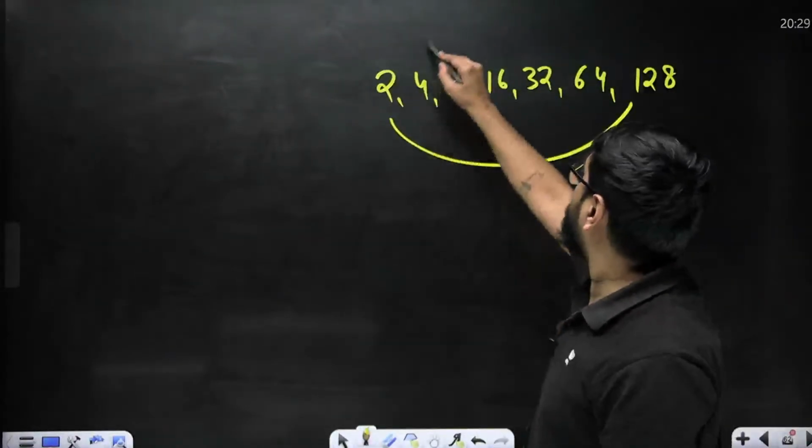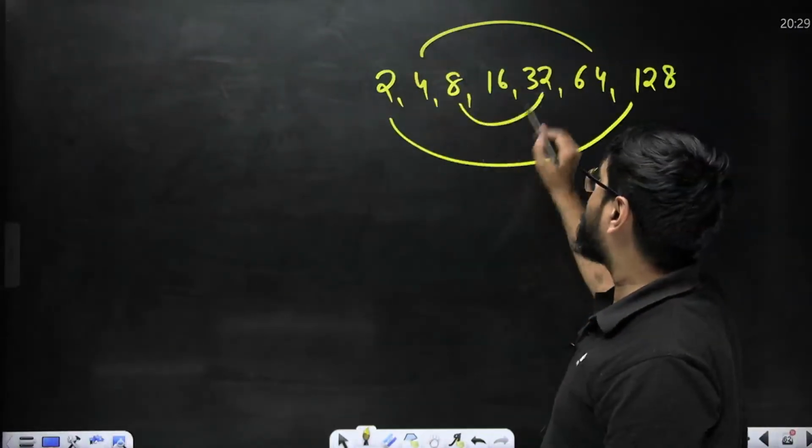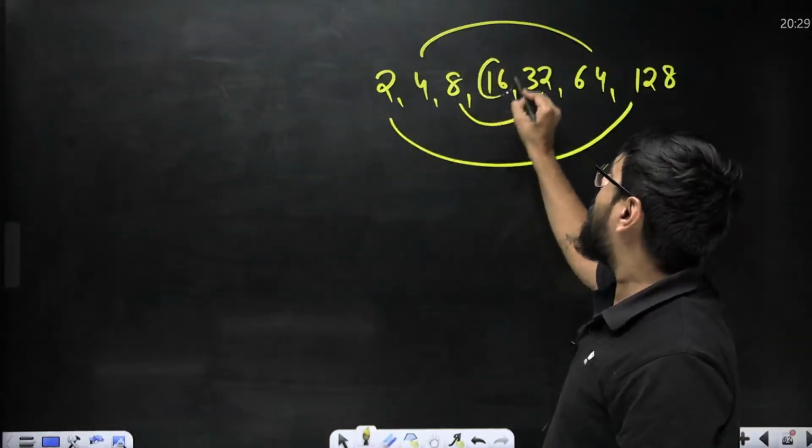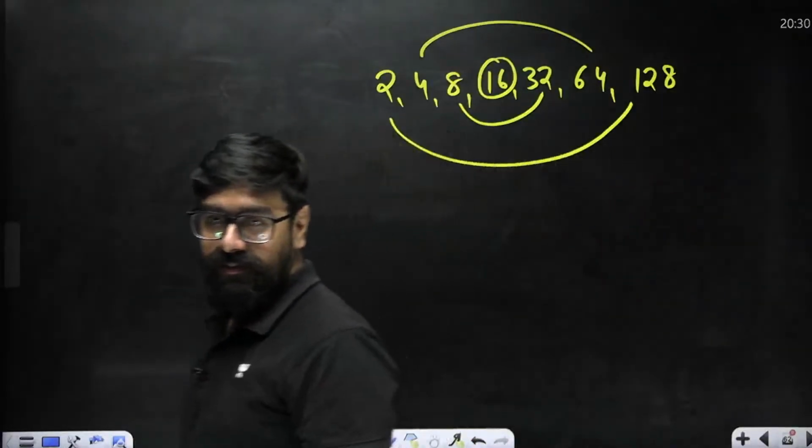Product of these two, 256. Product of these two, 256. Square of 16, 256.